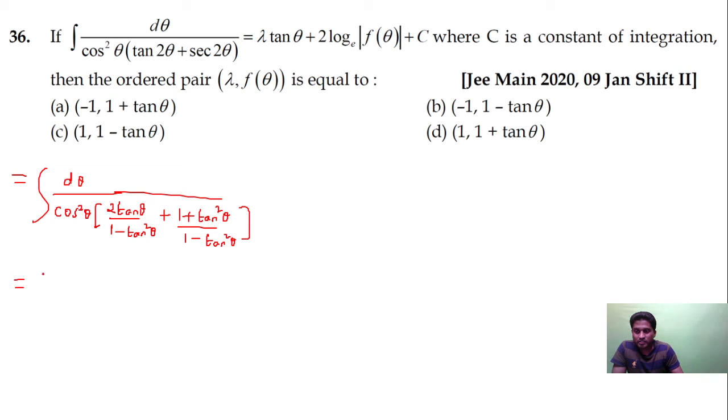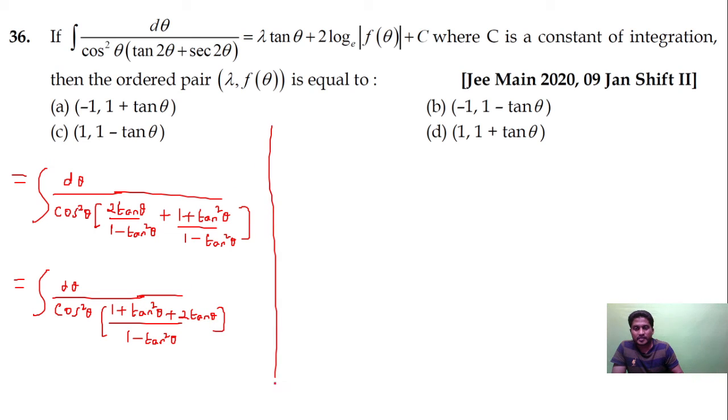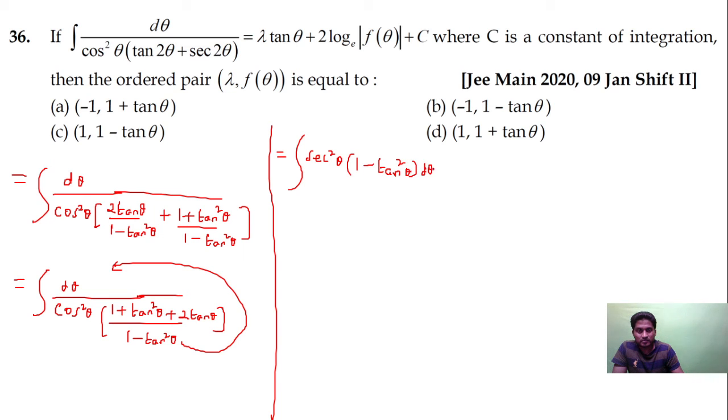So this is equal to integration of d theta divided by cos square theta. Okay, and then here I have 1 minus tan square. Here I get 1 plus tan square and plus 2 tan theta. Denominator the same, numerators can be added. So 1 by cos is equal to sec, so this is equal to sec square theta. This fellow will go to the numerator. This is 1 minus tan square into d theta.